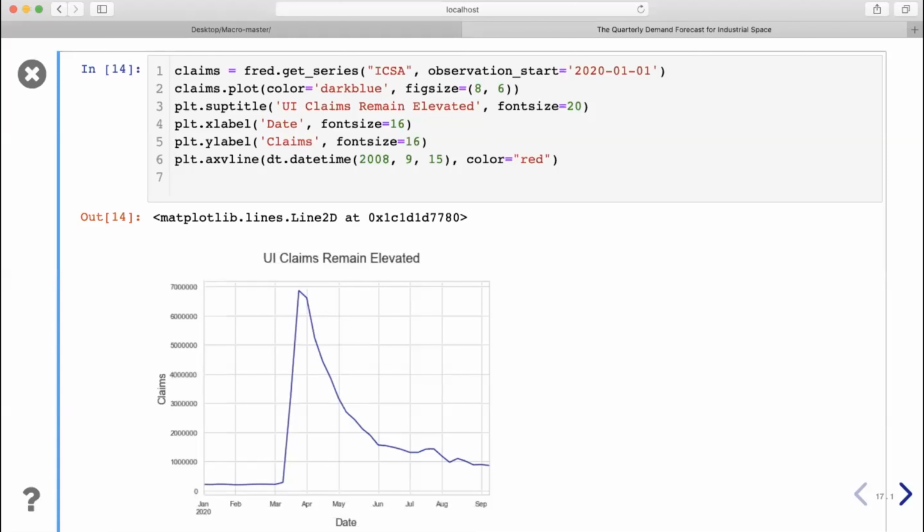And this is unprecedented. Even in the global financial crisis, the worst week of first-time unemployment claims was about 800,000. And we continue to see that in the current crisis every week.